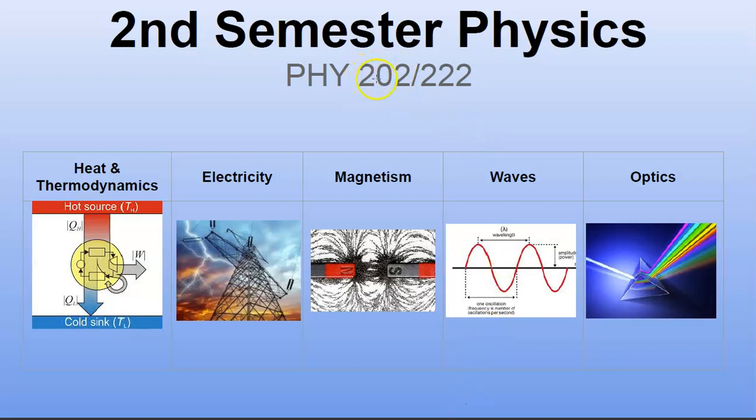I would like you to know that there is an algebra-based version of second semester physics, and we call that 202. And there is also a calculus-based version right there. If you have any questions about that, please email me, write me, talk to me, whatever, and we'll get that straightened out. If you want to go on and be a 4-year engineering student, if you want to be a physics major, if you want to be probably a chemistry major, you need the 222 version.